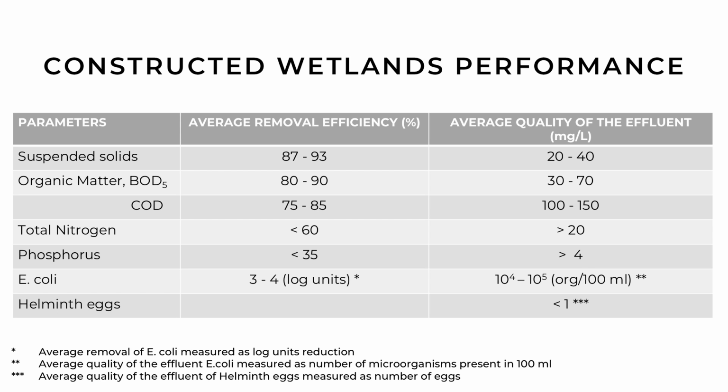As you can see, the average quality of the effluent is 10 to the power of 4 to 10 to the power of 5 organisms in 100 milliliters of effluent, while it should be equal to or below 1,000, which is 10 to the power of 3. Additional safety measures should be used to ensure the reduction of the health risk.